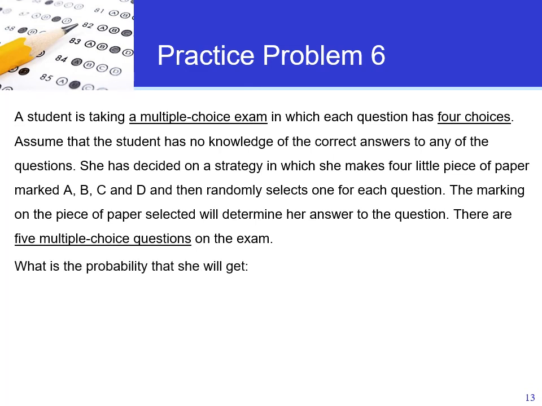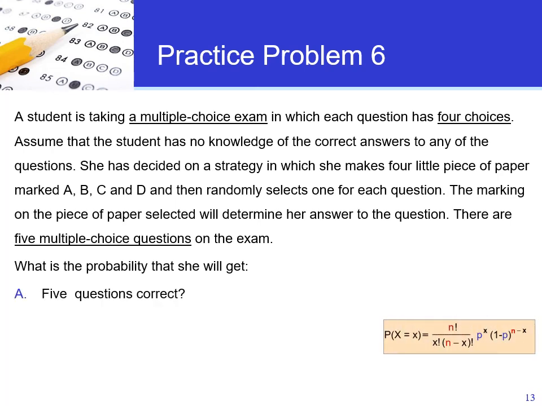What is the probability that she will get, A, all 5 questions correct? So you have the formula here. That kind of implies that this is a binomial distribution. So please pause, work on this problem, and then come back to see the solution. All right, let's see the solution.